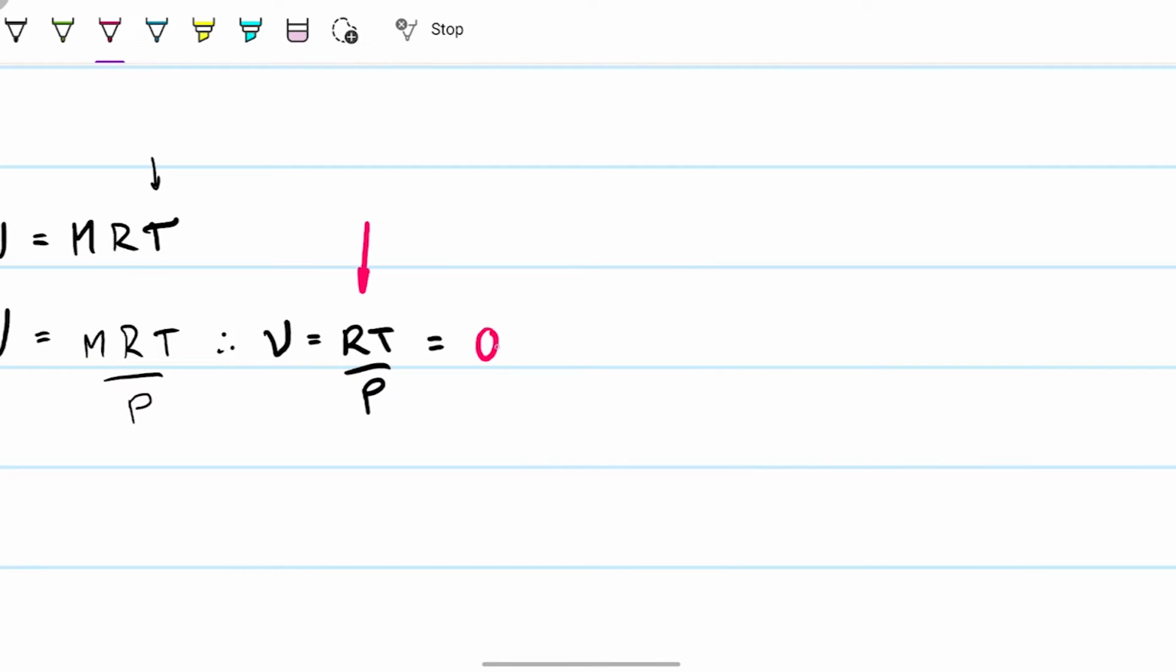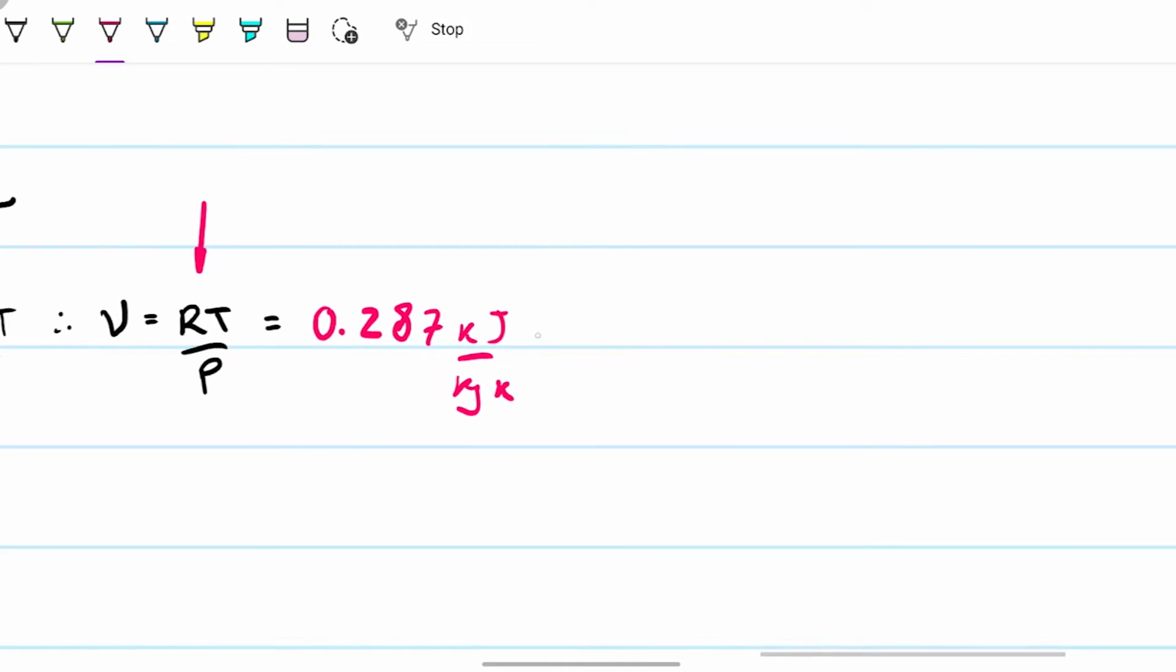0.287 kilojoules per kilogram Kelvin. Then multiply by T1. T1 was 300 from the start, Kelvin. And I'm dividing that by the pressure, which is 95 kilopascals.